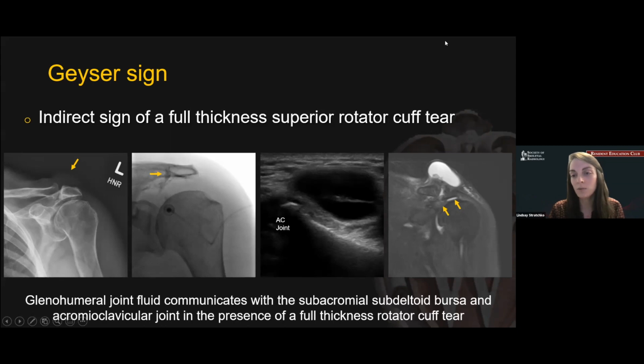And the image all the way on the right is an MRI showing this patient. The yellow arrows are pointing to a superior rotator cuff tear and a high riding humeral head. And again, you can see that nice cyst that's communicating joint fluid up through the AC joint.